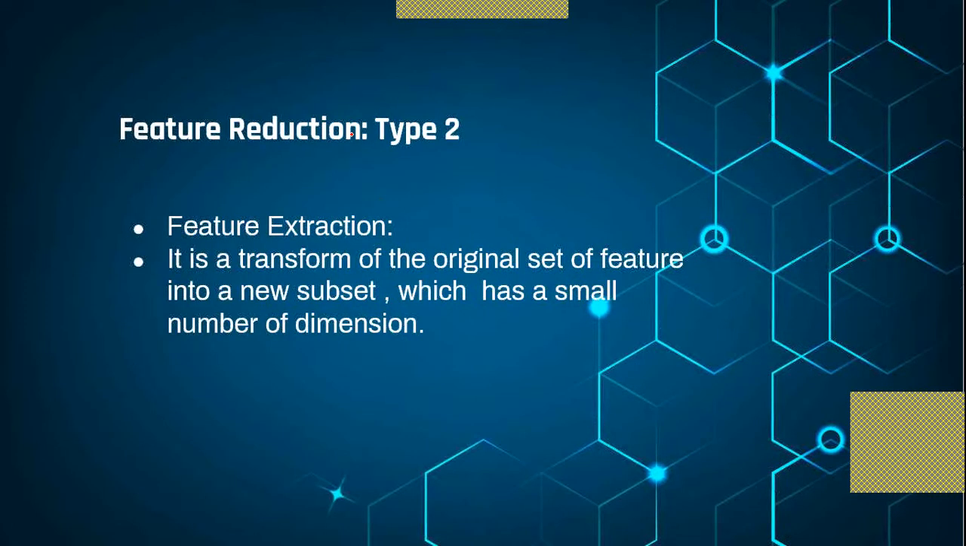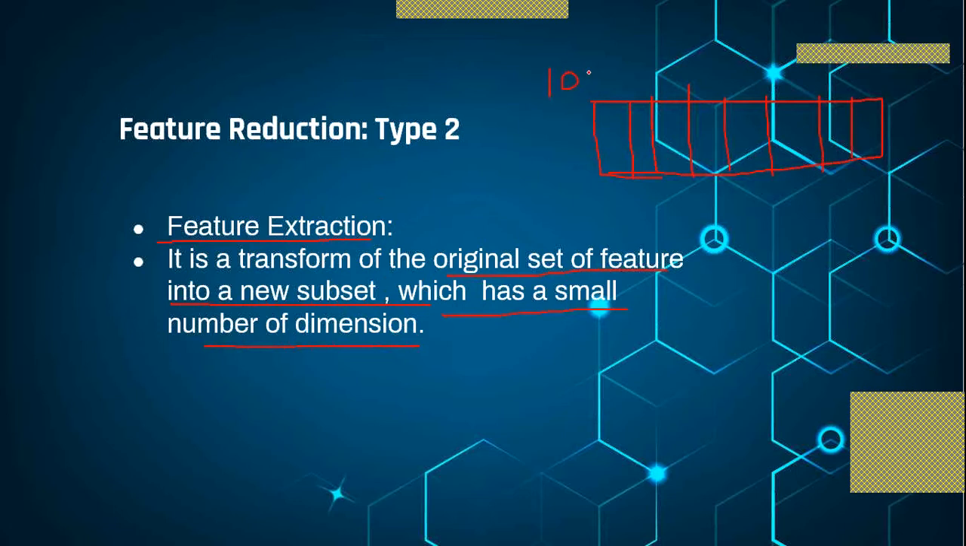Now, another method or type we use is feature reduction, that is type 2. It forms from the original set of features and creates a new set with a small number of dimensions. Let us consider I have 10 GB data. Out of that 10 GB data, I make another data set, and it has a small number of dimensions. Here I use only 1 GB data. So instead of using the 10 GB, I am using 1 GB of my data set, and that's why it is called type 2 of feature reduction.